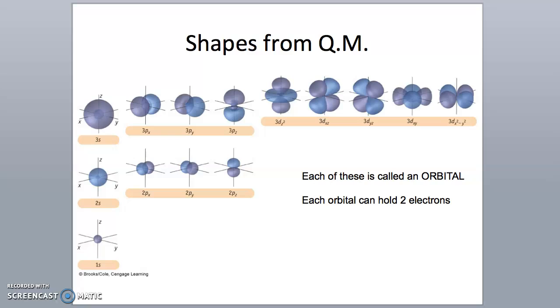At this point, you should be able to use your periodic table to give the n value and l value for the outermost electron for any element. In addition, you should be able to describe the shape of the orbital in terms of s, p, d, and f from the l value.